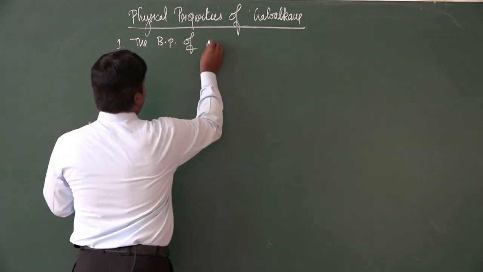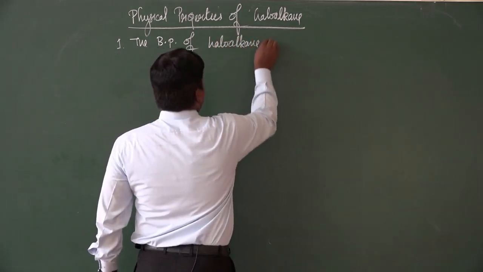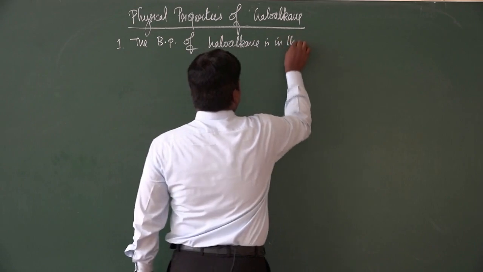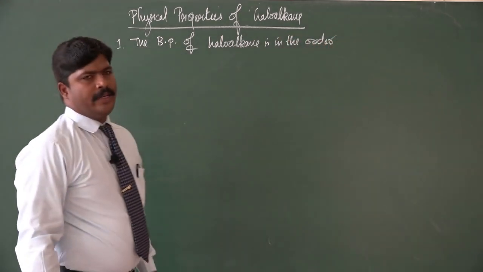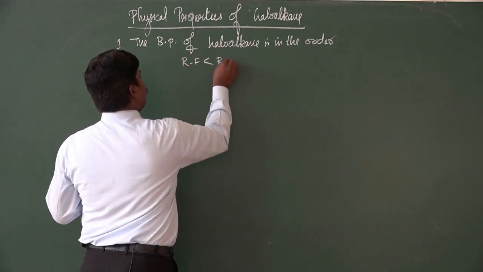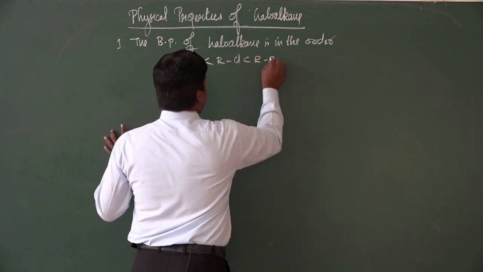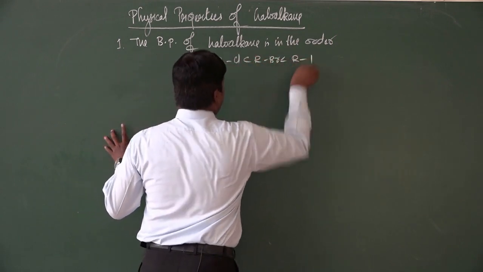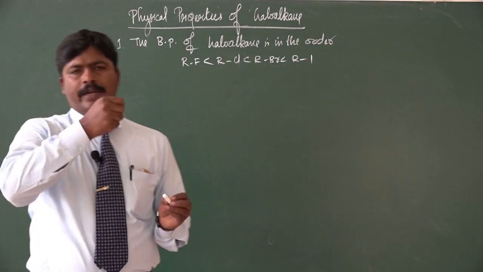The boiling point of haloalkanes is in the order RF < RCl < RBr < RI. Now, why is the boiling point order increasing?